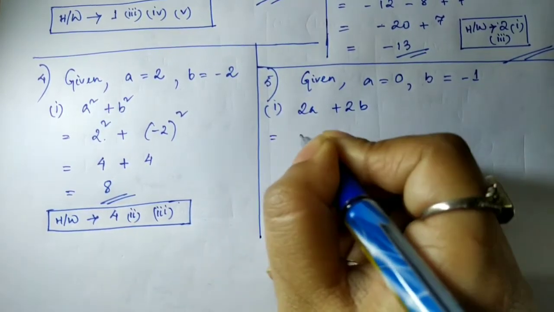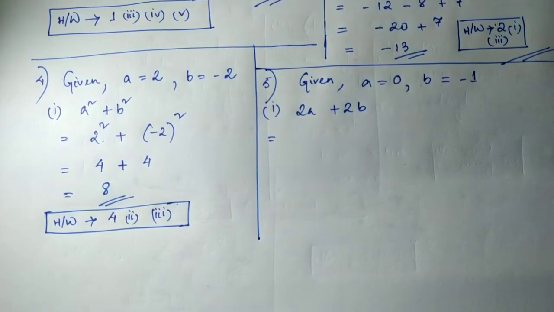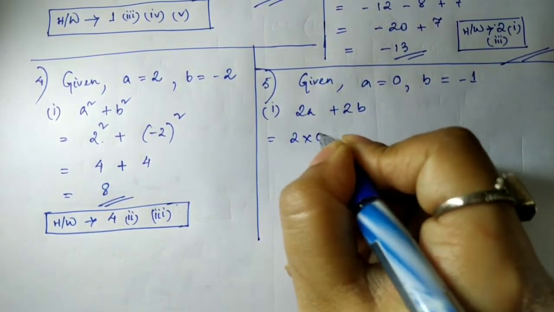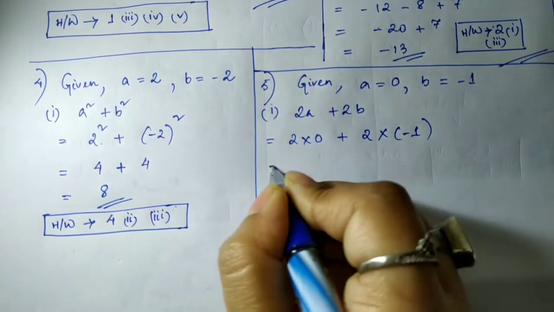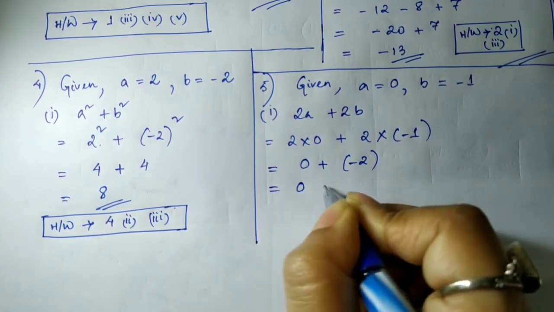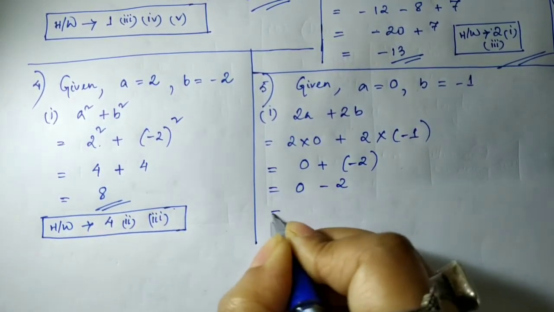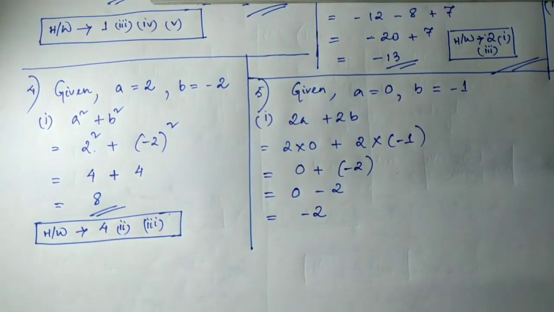So let's put the value of a. So what is a here? a is equal to 0. So 2 into 0 plus 2b, where b is equal to minus 1. 2 into 0 is 0, plus 2 into minus 1 is minus 2. 0 plus minus 2, 0 minus 2 is equal to minus 2. So just substitute the given values and try finding the solution of the expression.